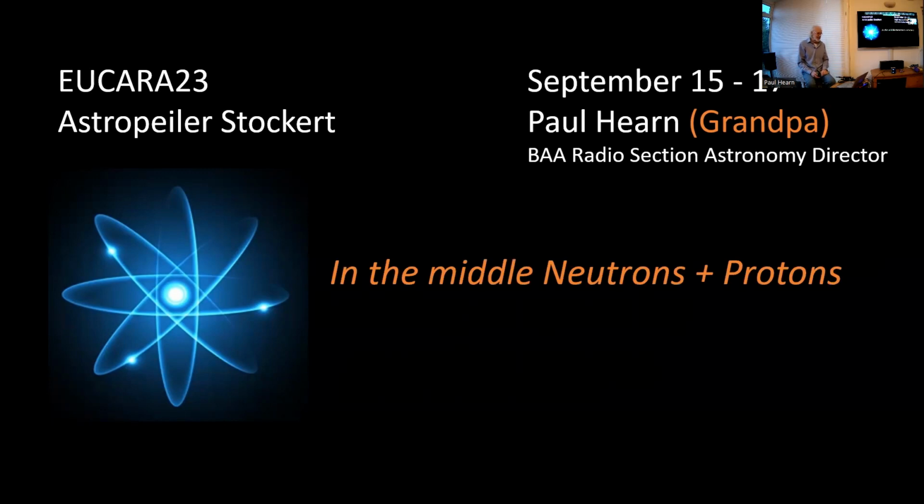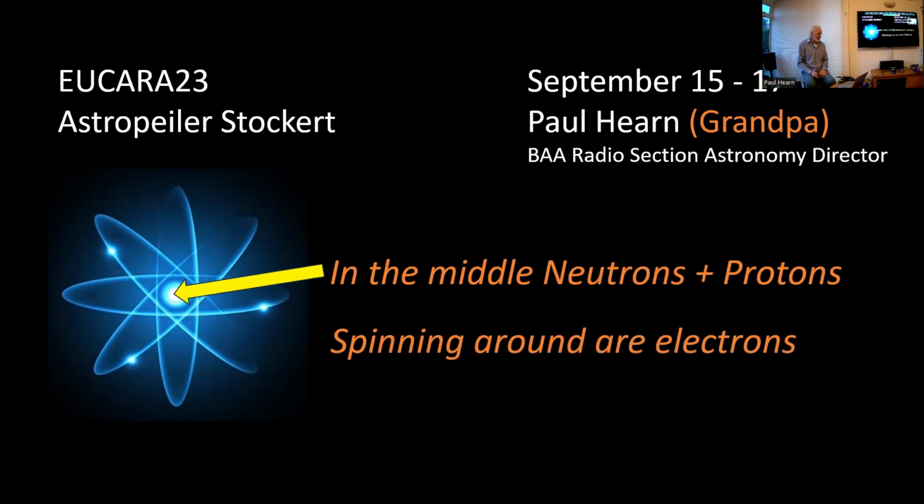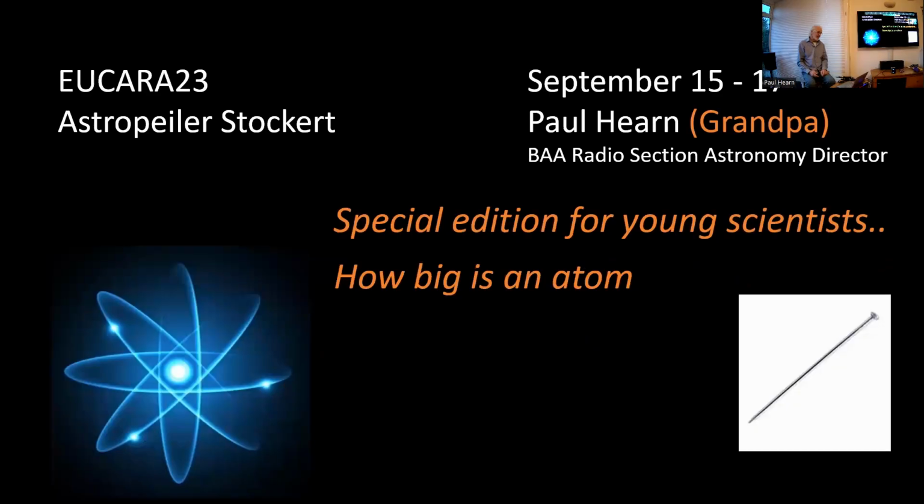Right, in the middle, neutrons and protons, which is exactly what we've said. And spinning around, there are electrons, okay? Now, if you didn't know that, and there may be people here that didn't know that because it's quite advanced, put your hand up. Excellent. At the end, I'm going to ask, what have you learned that you didn't know before? Okay, so now then, how big is an atom?